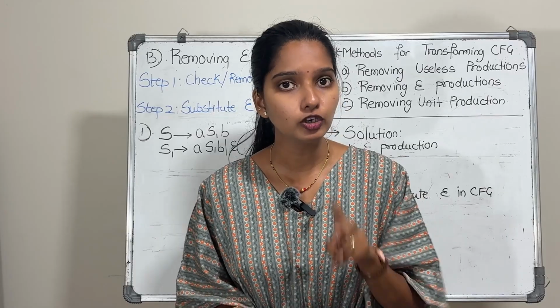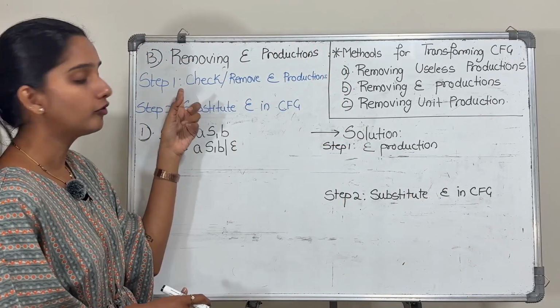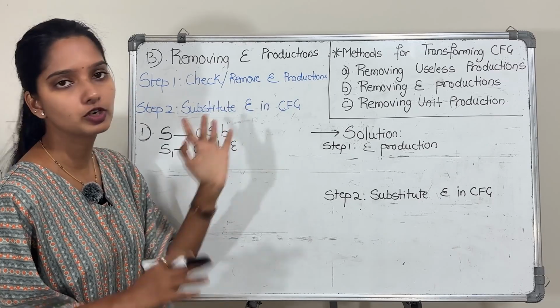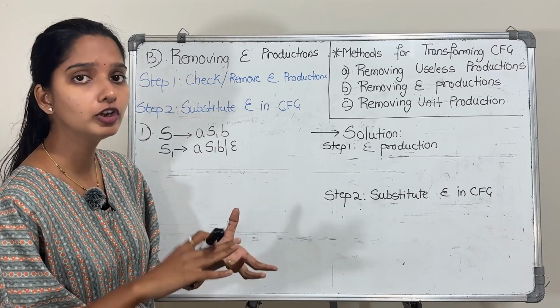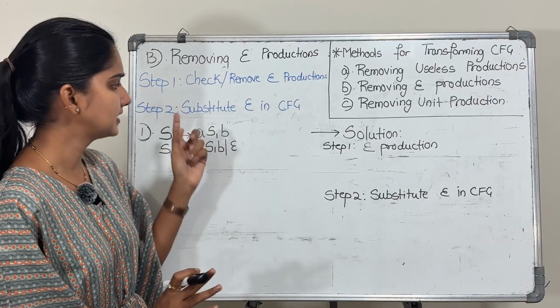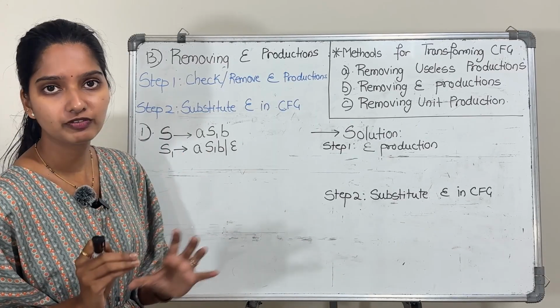There are two steps to remove epsilon production from a given grammar. The first step is to check and remove your epsilon production. You have to check the non-terminals which are giving you epsilon, and remove them from the final production. Secondly, you have to substitute epsilon in the context-free grammar.